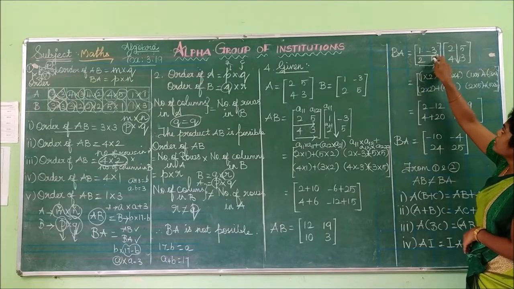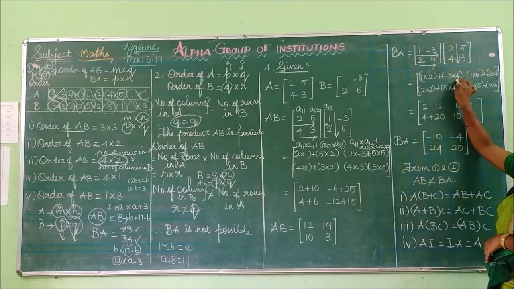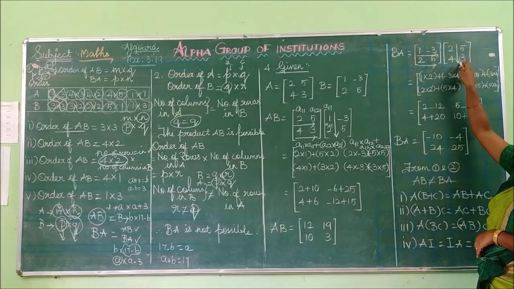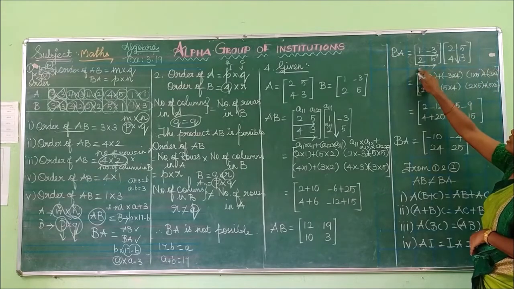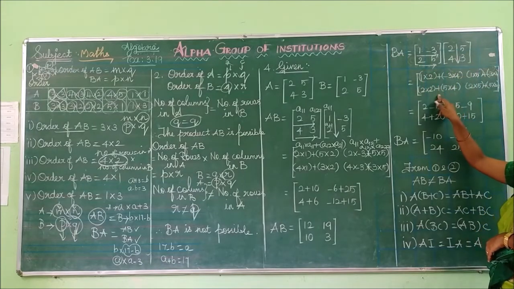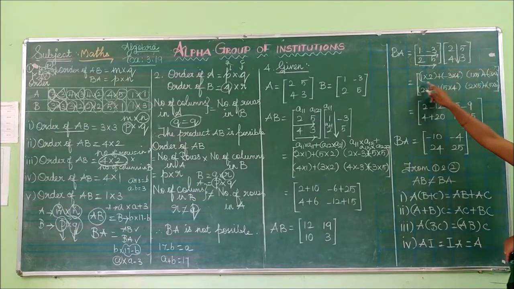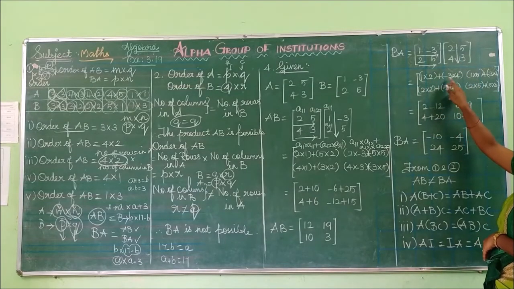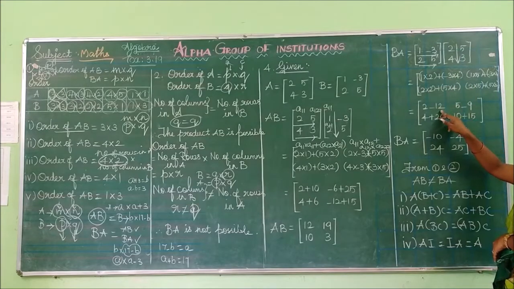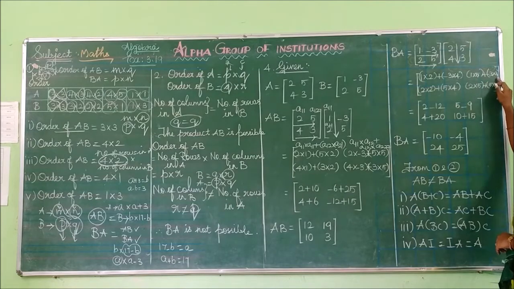Listen carefully. First row into first column is the first value. First row into second column is the second value. Then second row first column is the third value. Second row second column is the fourth value. Now you can multiply. 1 into 2 is 2. 3 into 4 is 12, with the minus sign. Then 1 into 5 is 5. Minus 3 into 3 is minus 9.